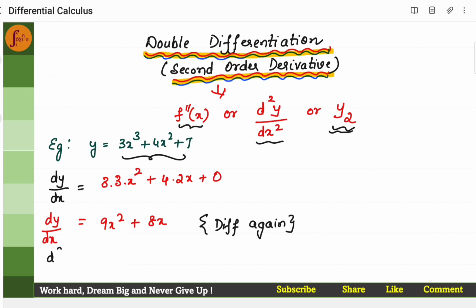So I'll write it as d square y by dx square. That is now 9 into derivative of x square, which is 2x, plus 8 times derivative of x, which is 1. So I'll get 18x plus 8. So this is the second order derivative.